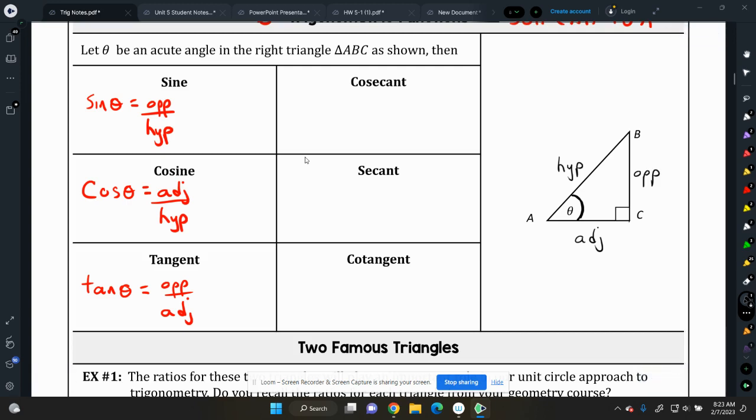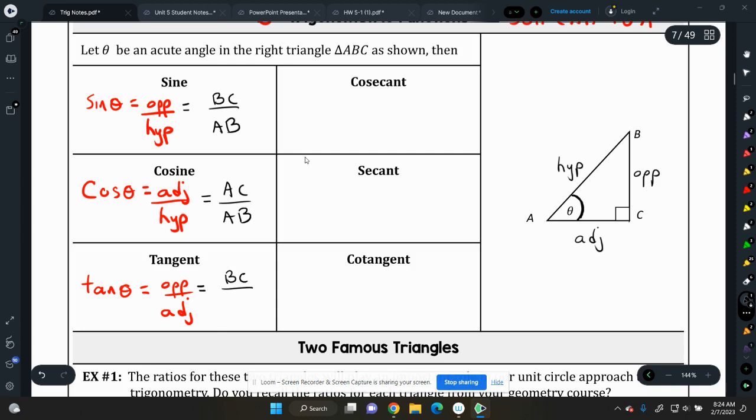right? So the sine of the angle here is going to be BC over AB. And the cosine of theta, that'll be AC over AB. And of course, tangent of the angle, that's going to be BC over AC. Okay, that's your SOHCAHTOA, which you should have learned in geometry, maybe even in Algebra 1.